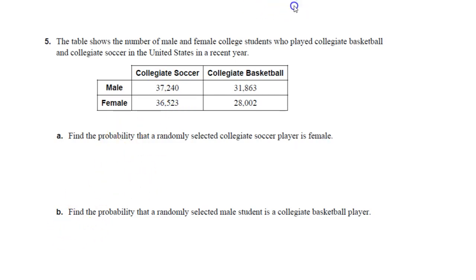Then when they want us to find the probability that a randomly selected male student is a collegiate basketball player, we have to assume, first of all, that we're selecting a male, so we would only look at this one. And then we want the probability that it's a basketball player, so we would do the number of basketball players over the total number of male athletes.